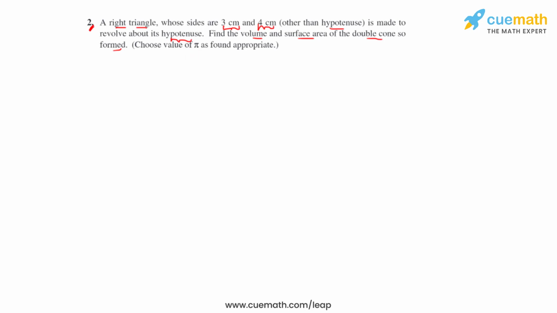So to start with, we'll understand how a double cone is formed. Here let's take a triangle ABC, which is right angled at B and has its two legs, that is BA and BC, with lengths 4 centimeters and 3 centimeters. Now this, when revolved around the hypotenuse AC, forms a double cone. So we have a cone at the top and a cone at the bottom. They both have the same diameter and hence the same radius. So DB would be the radius for them.